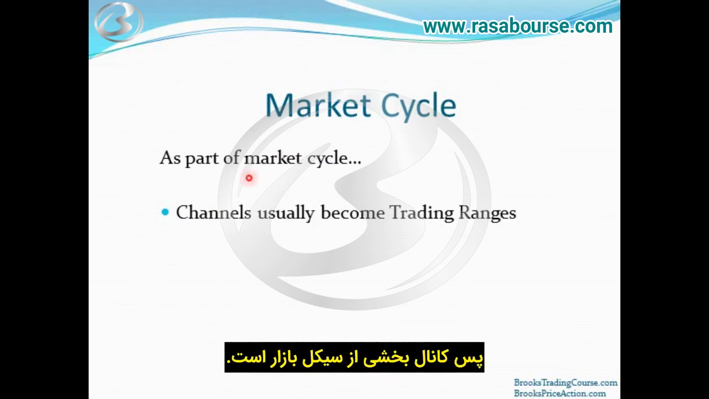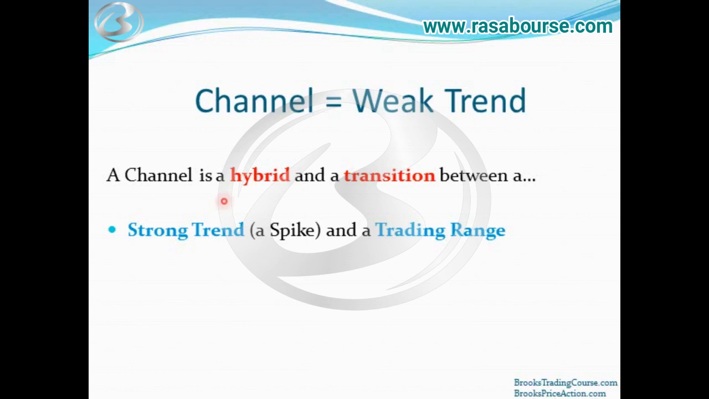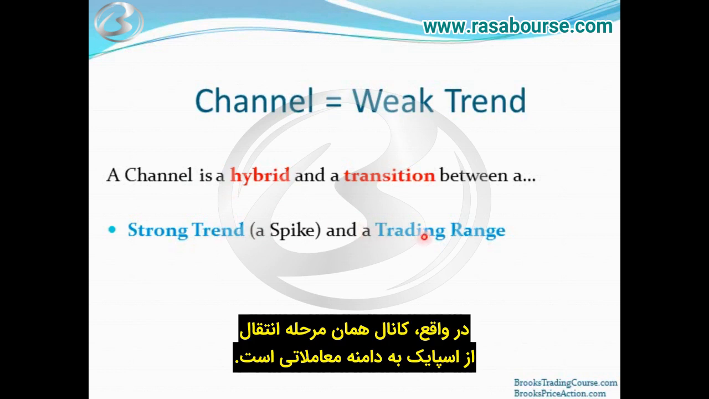As part of the market cycle, channels usually weaken and become flatter, and then the market enters a trading range. A channel is a hybrid between a spike, a breakout, a strong trend, and a trading range, and it's a transition between the breakout phase of the market cycle and the trading range phase of the market cycle.